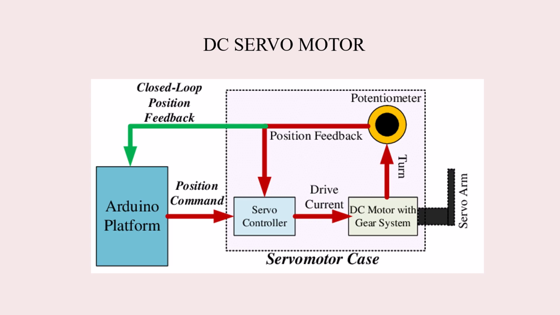This potentiometer is where we can easily control the motor. If you want to increase the speed, we can increase it. If you want to decrease the speed, we can decrease it. This is how it operates. This is the servo motor arm, the wheeling structure. And the next one is the transfer function.